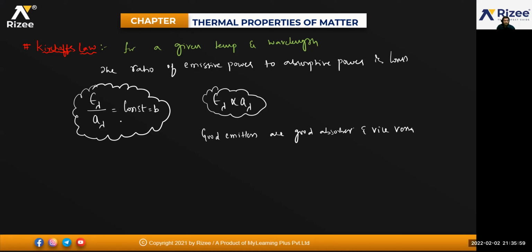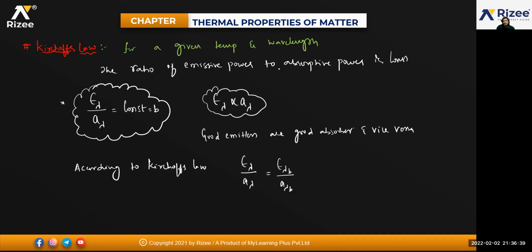So I can write here, according to Kirchhoff law, E lambda at a particular wavelength divided by A lambda is equal to E lambda B at some constant B divided by A lambda B at that certain constant B. That means nothing but the absorptive power of any body will always be equal to one part of the relation. Clear? Is that clear? This is a basic formula you need to remember.